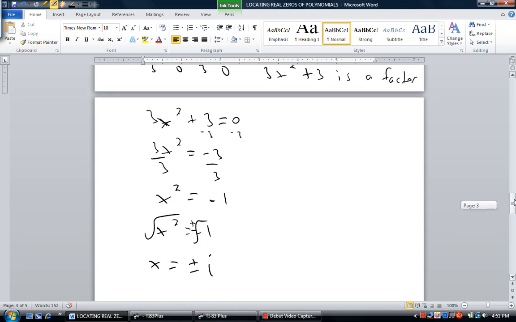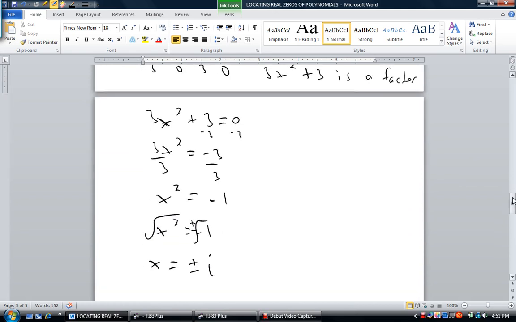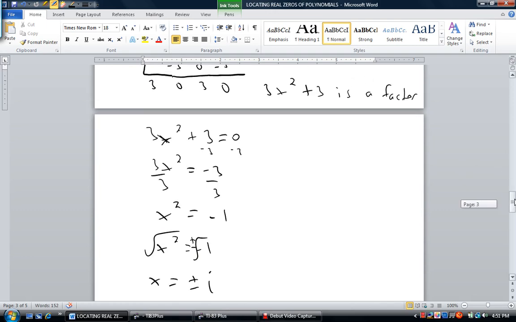Here's the reason why it makes sense. When we graphed it, we saw 2 zeros. The other 2 zeros we didn't see. That's because they were imaginary. Imaginary. So here's the question.